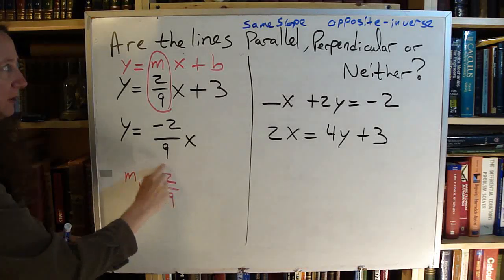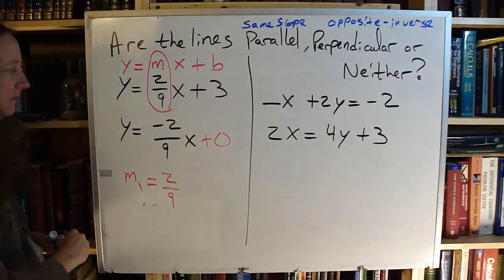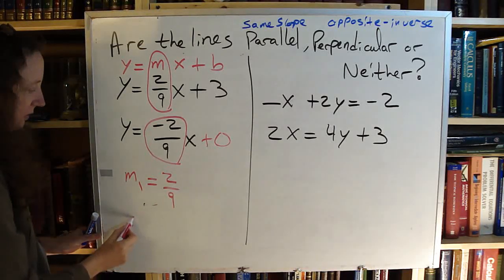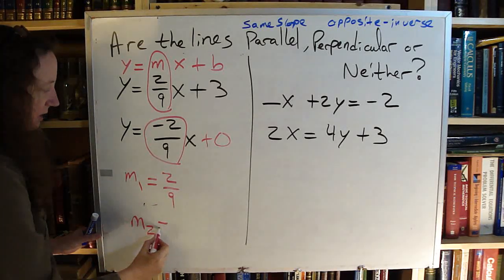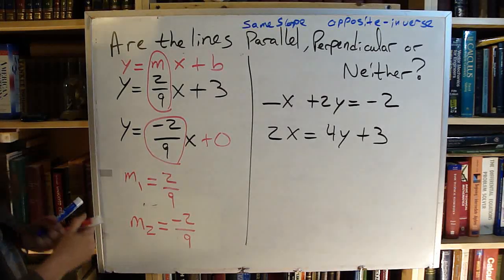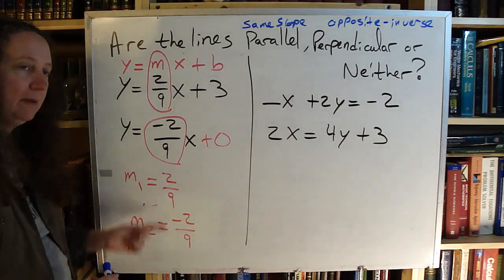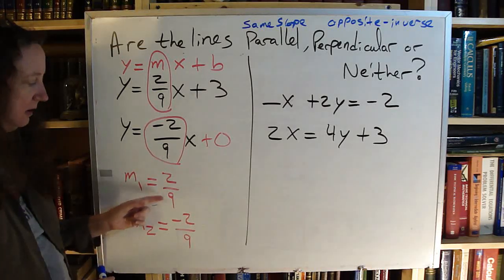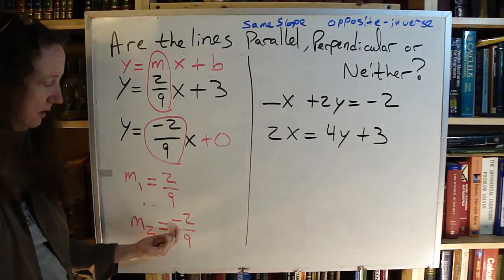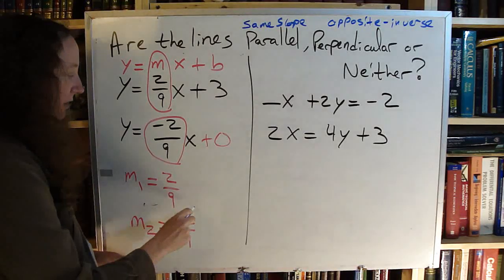The second equation is very similar to that y equals mx plus b, except that b is equal to 0. So now I can see what my slope is for my second equation. Slope for the second equation equals negative 2/9. So now I found out my two slopes, and I have to compare them. Are they the same numbers? I have a 2 on the top, I have a 9 on the bottom. So far so good. That is a positive number. That is a negative number. So the answer is neither.